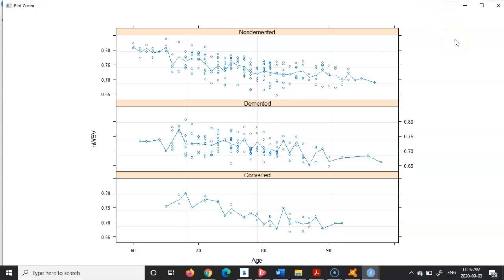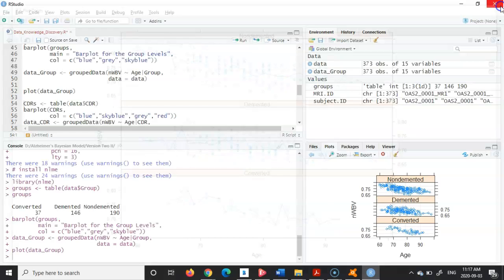And that's the thing that you're going to take into account when we want to do the Bayesian hierarchical models in the future tutorials.